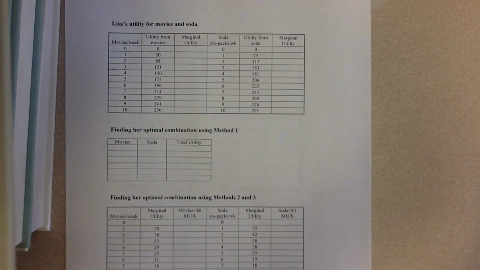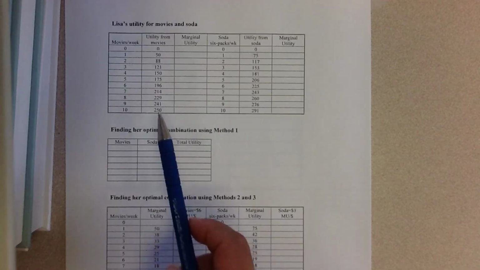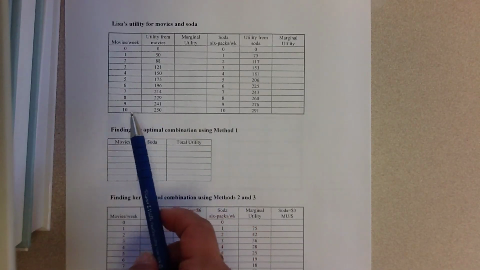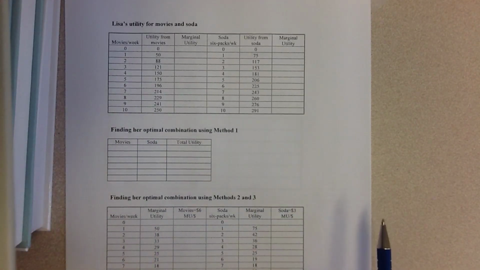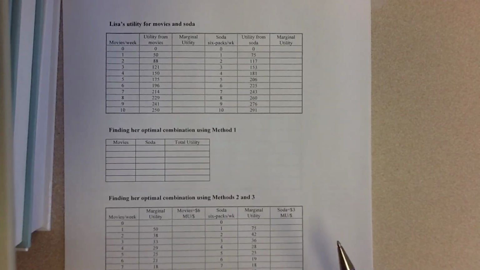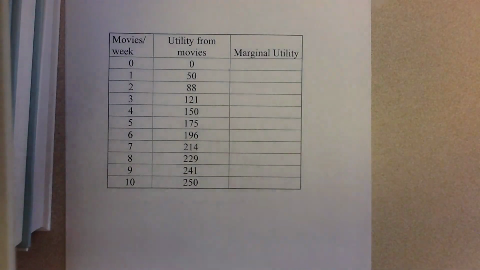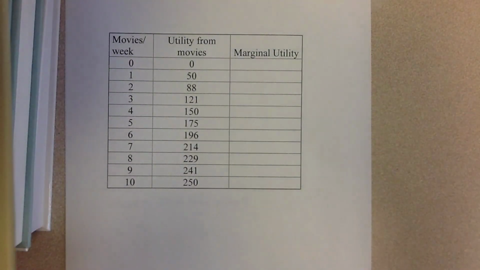Here's the worksheet that I posted, and it's got a lot going on, and in this first video I just want to focus on these columns and the basic concepts. So I made a new table with just those three columns, but it's the same numbers from our worksheet. So what do we see here? This is Lisa's utility from movies, depending on the number of movies that she sees in a week.